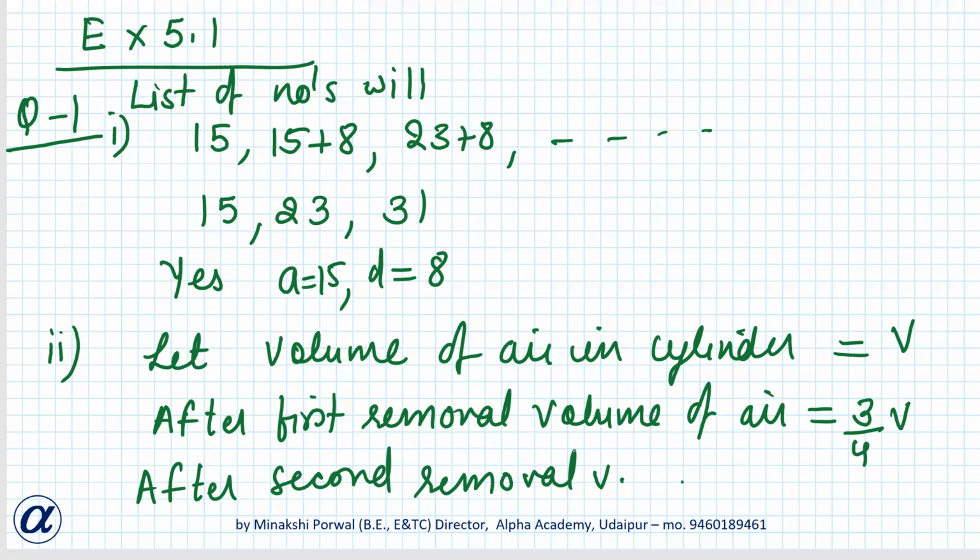Volume of air will be 3/4 of what before was present, 3/4 of 3/4 V, that is equal to (3/4) square V. Okay, so the terms are, first is V, next is 3/4 V, next is (3/4) whole square V.